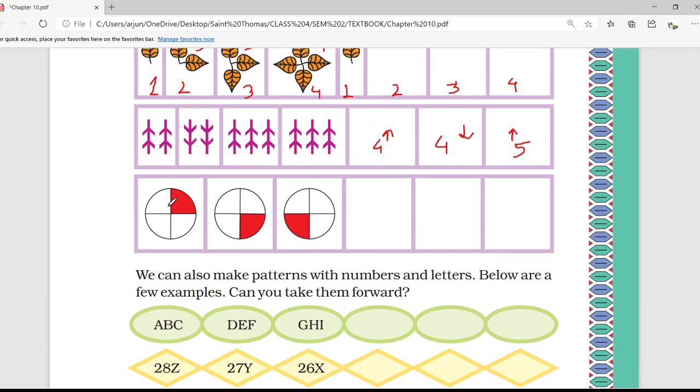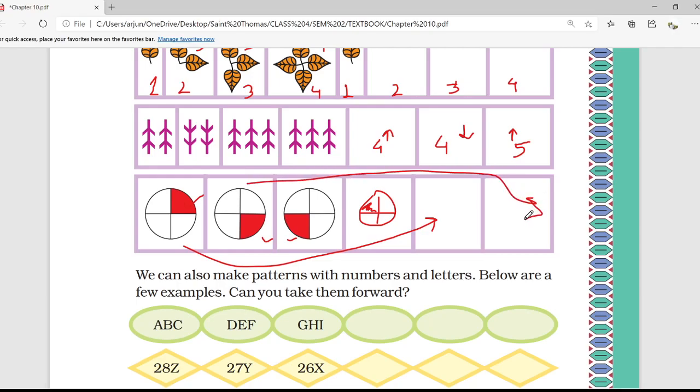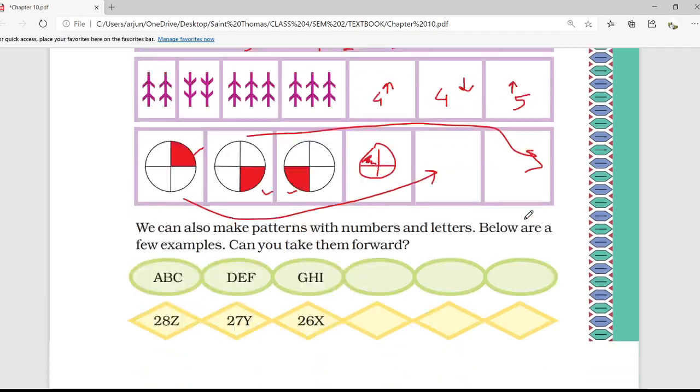Now moving to the next. See here. For the first circle, the red portion is in this part, then in this part, then in this part. So in the fourth one, where will it come? Here, right? This is the pattern. Now next, this figure will come over here. Next, this figure will come over here, right? So this is the way the pattern is followed.